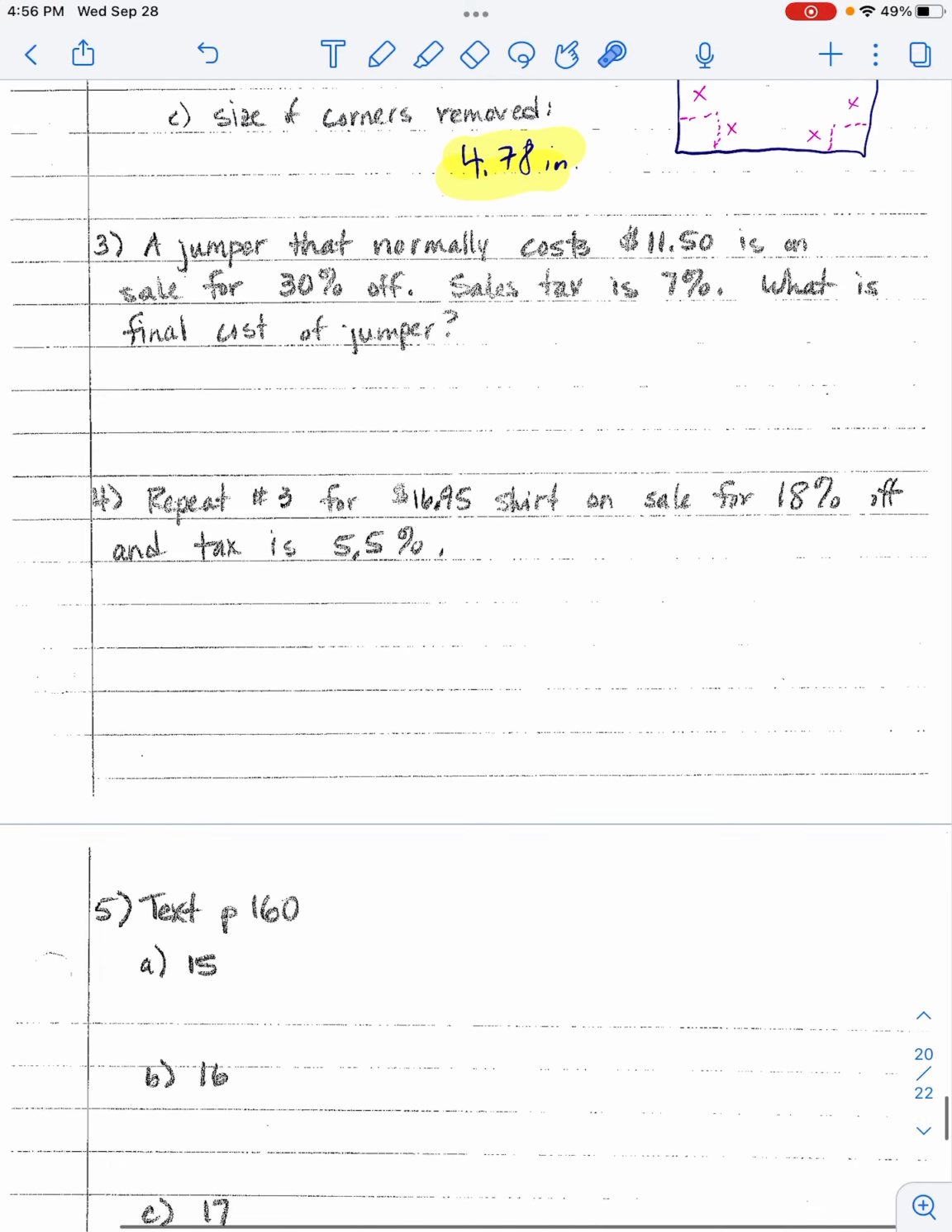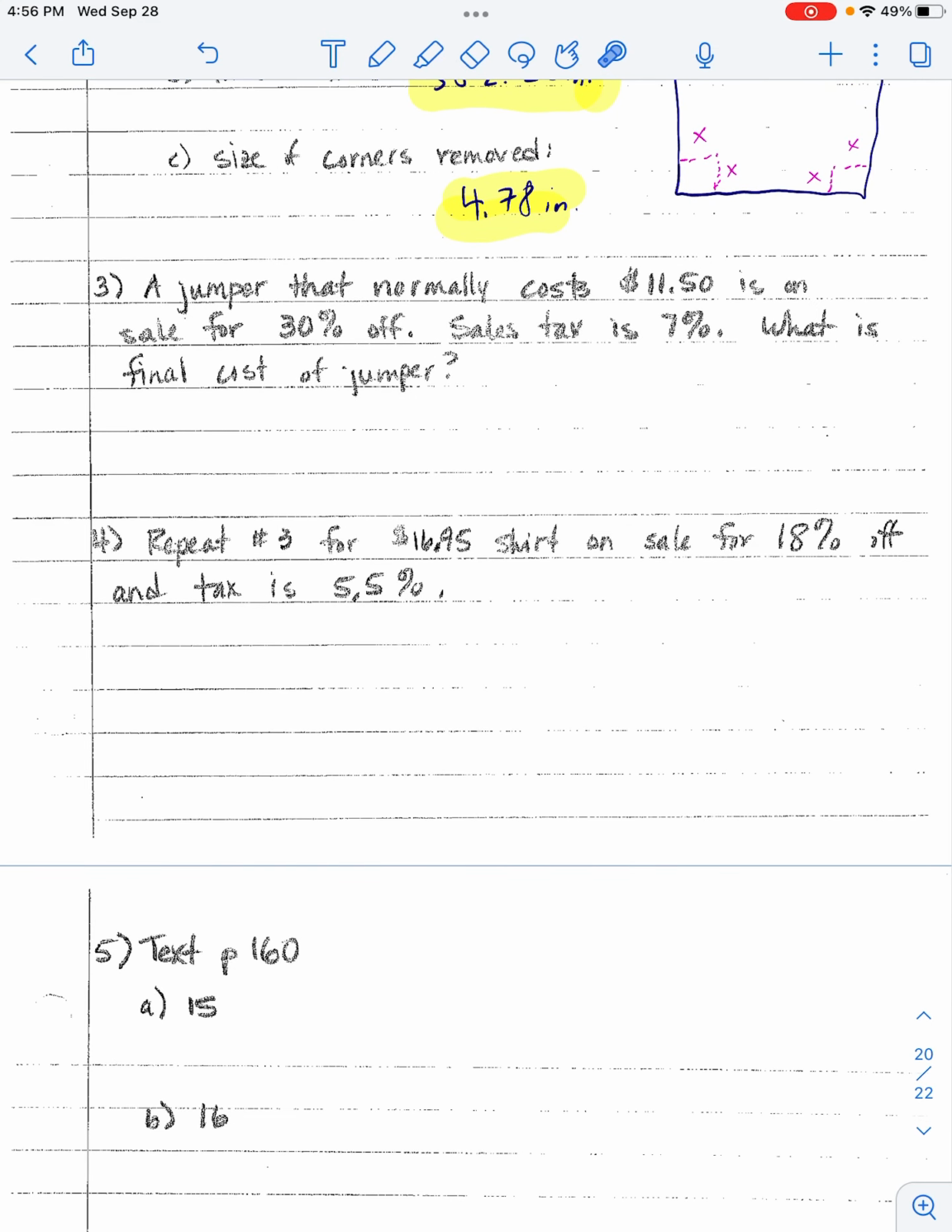Number 3, a jumper that normally costs $11.50 is on sale for 30% off. Sales tax is 7%. What's the final cost of the jumper? Okay, here's what's going on here. So we're going to take our jumper. At first, our jumper costs 100% of the original price, which is just the original price. So we're going to take off of that 100% our 30% off. That's going to give us 70%.